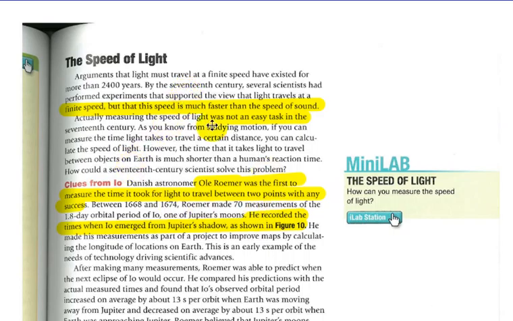Okay, the speed of light. So we looked at the speed of sound, and how that's calculated. If you look at the speed of light and the history behind that, there were arguments that light must travel at a finite speed, meaning that there must be a maximum speed. This idea has existed for more than 2,400 years. By the 17th century, several scientists had performed experiments that supported the view that light travels at a finite speed. But this speed is much faster than the speed of sound, of course. Actually, measuring the speed of light is not easy because it is so fast, and especially in the 17th century.